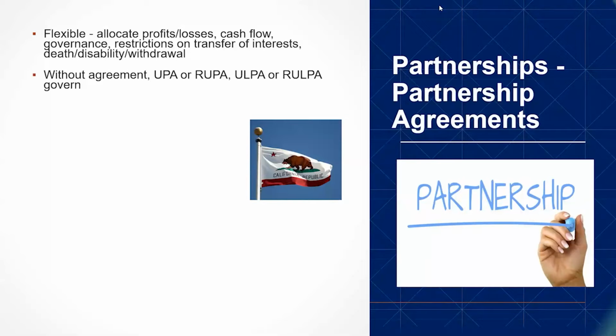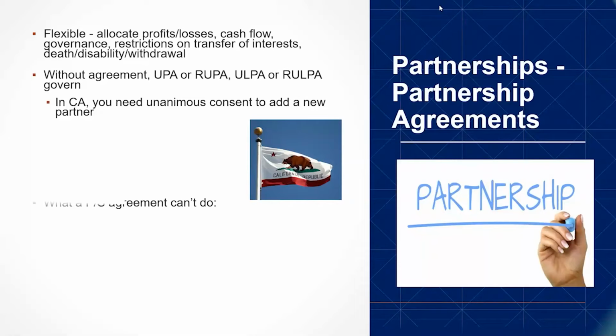For general partnerships, those statutes are commonly known as the Uniform Partnership Act or the Revised Partnership Act. For limited partnerships, it's known as the ULPA or the Uniform Limited Partnership Act or Revised Uniform Limited Partnership Act. In California, for example, these statutes would restrict you from adding a new member or new partner to the partnership without unanimous consent of all of the partners. You may not want to restrict the entity that much.